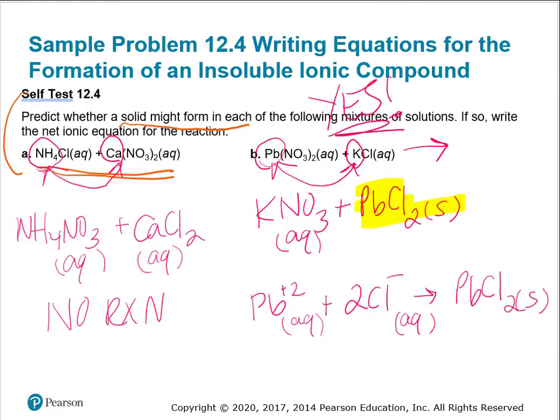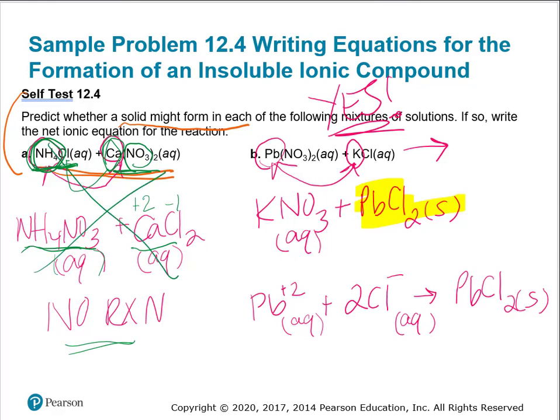Let's look at letter A, ammonium chloride and calcium nitrate. They're going to switch the cations and the anions. So ammonium, instead of being with chloride, is going to be with the nitrate. So ammonium nitrate would be one possible product. And calcium is going to join with the chloride, CaCl2. Again, that's because Ca is a +2 and chlorine is a -1. If we look at our cheat sheet for our solubility rules, both of these are soluble. So therefore, there will be no reaction.